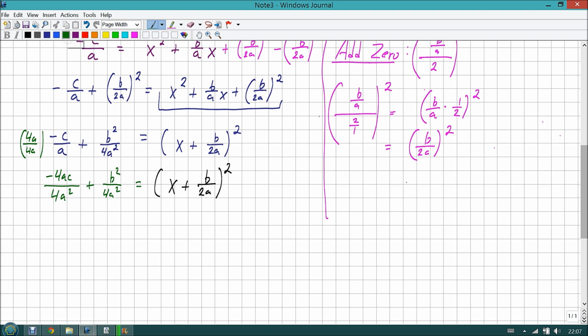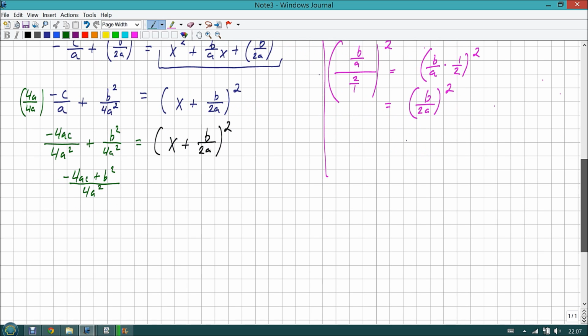Now I combine my fractions on the left, and when I do that, I get negative 4ac plus b squared over 4a squared. Now I don't like the order of that. I like to have my squares first and then my other stuff later, so I'm going to rearrange that to b squared minus 4ac, and that's all going to be over 4a squared. And of course that is set equal to x plus b over 2a, quantity squared.